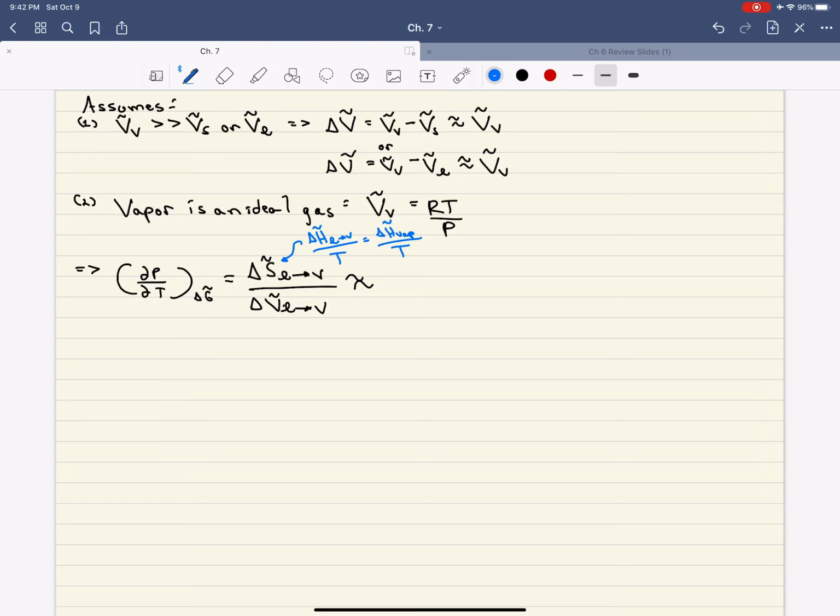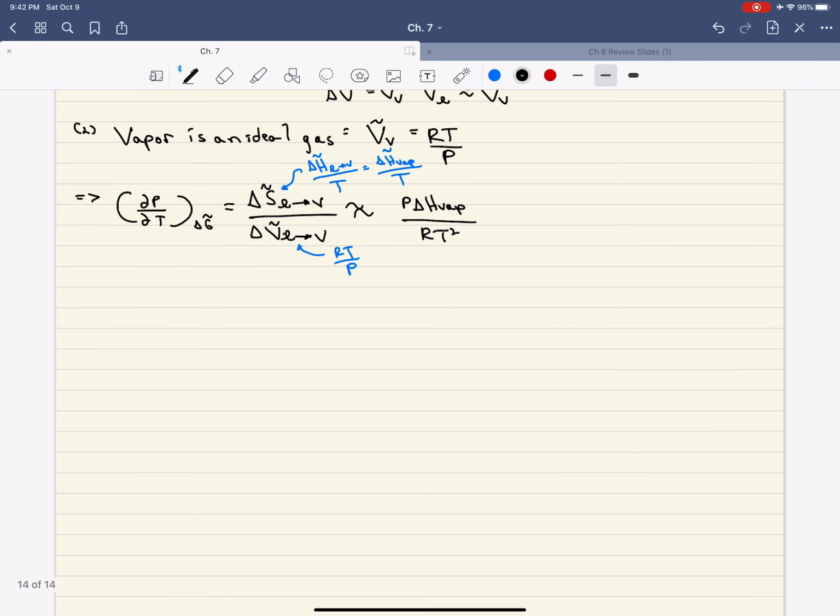And then if we assume this is an ideal gas, delta V is just RT over P. And so this slope dP/dT at constant G just ends up being approximated as delta H vap P over R T squared. Let's now rearrange this equation so that we have T squared over P dP/dT at constant G, which is equal to delta H vap over R.